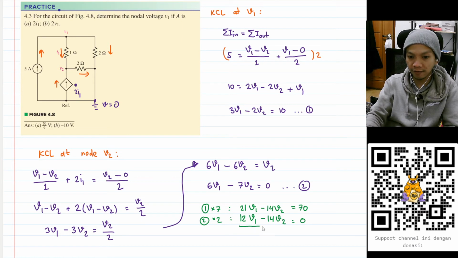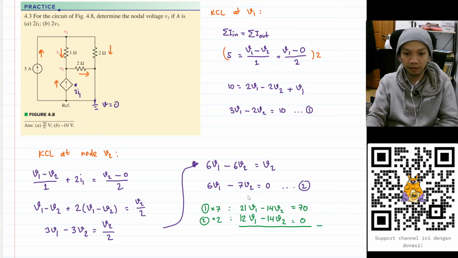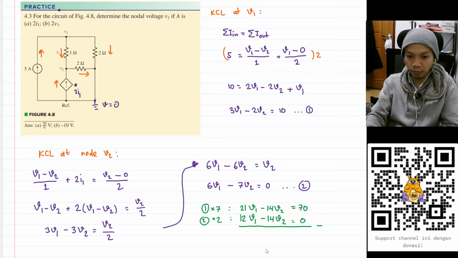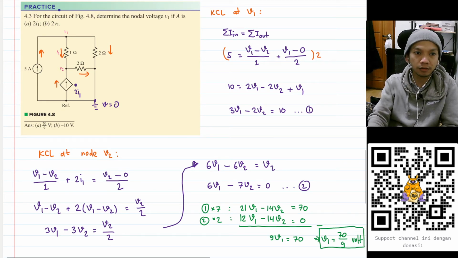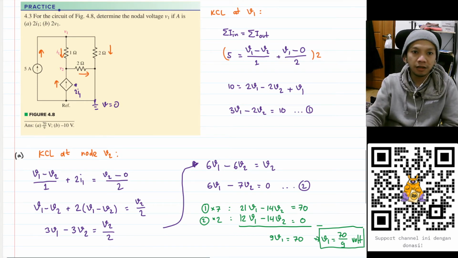Now let's subtract these equations. The minus 14 and plus 14 will cancel each other. So I can just get 9V1 is equal to 70. So V1 will be 70 divided by 9, and the unit is volt. Okay, so this is the answer for part A. And I think our answer is correct. We did not make any mistakes in this calculation.